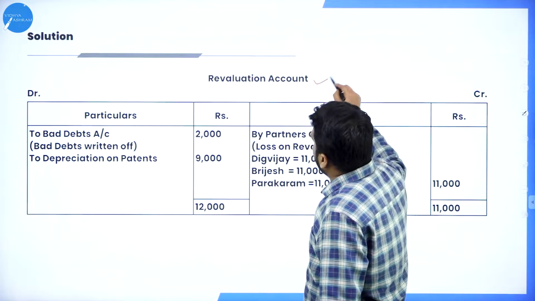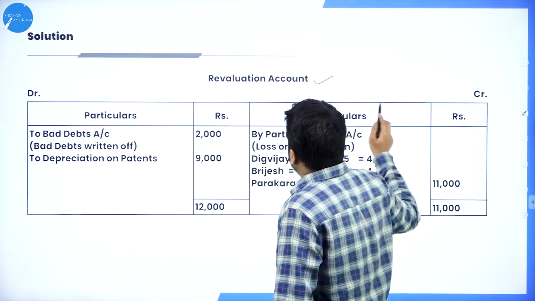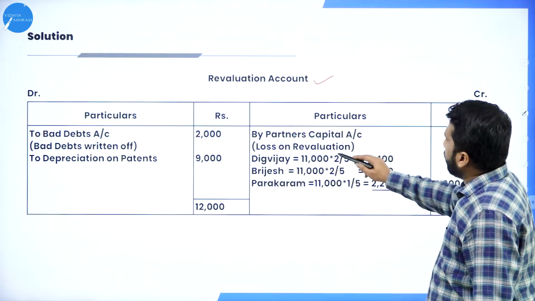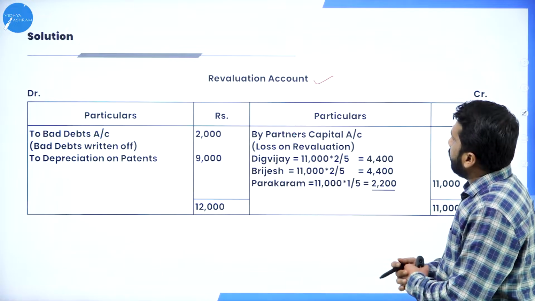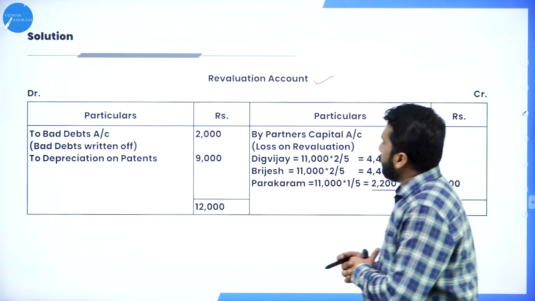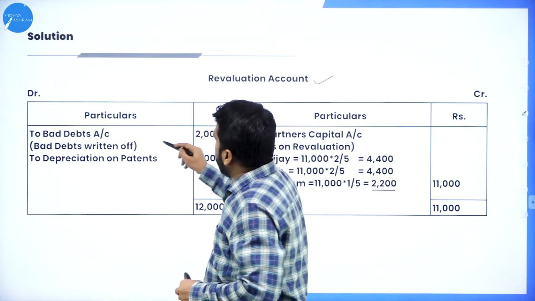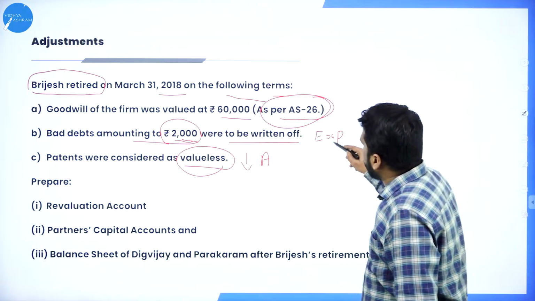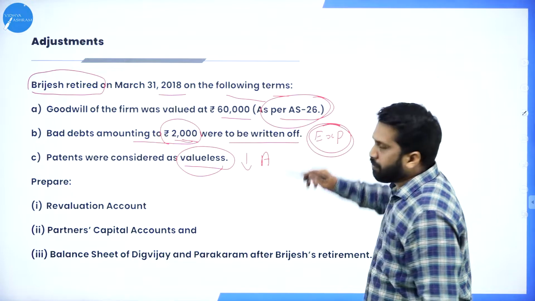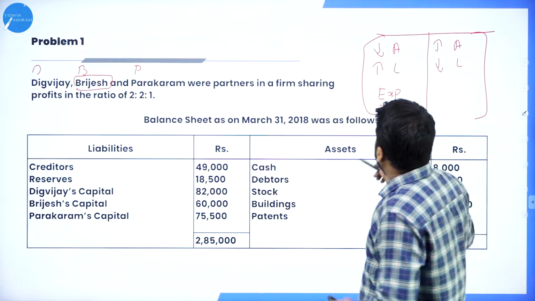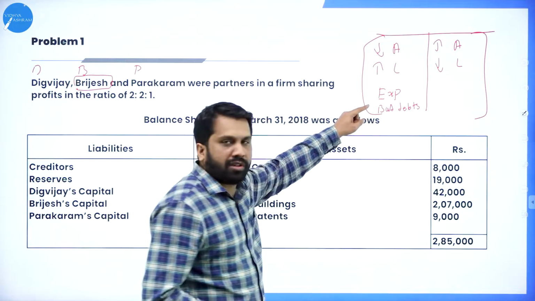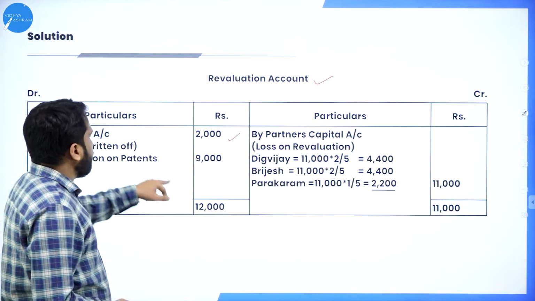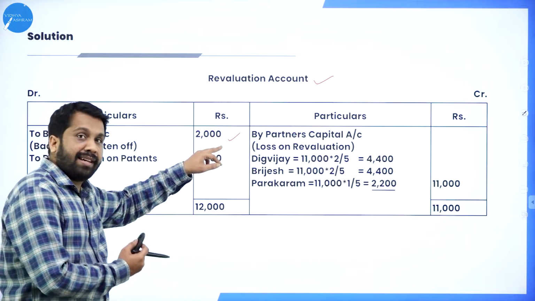Come to the revaluation account, debit and credit. Now, in this, partners capital, loss of revaluation. So, what will be the loss of revaluation? Before that, your bad debts 2,000 as per the adjustment. Where should you take expenses? I'll go back to the format. See, the expenses should come under the debit side. So we have taken expenses worth rupees 2,000 on the debit side.